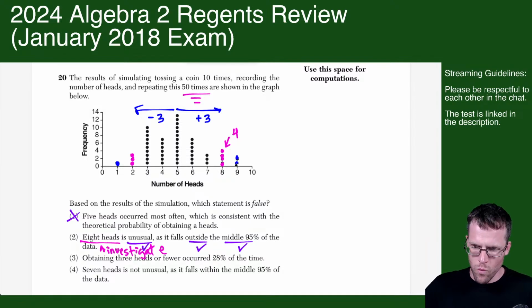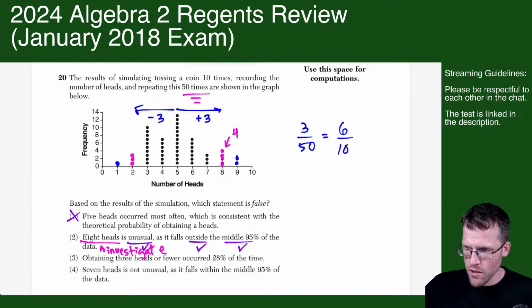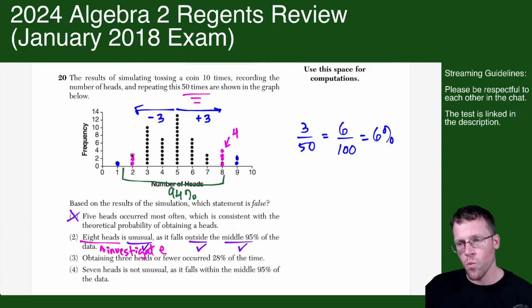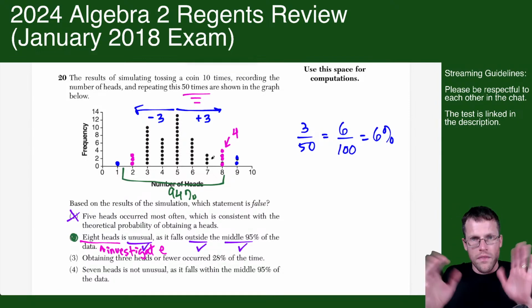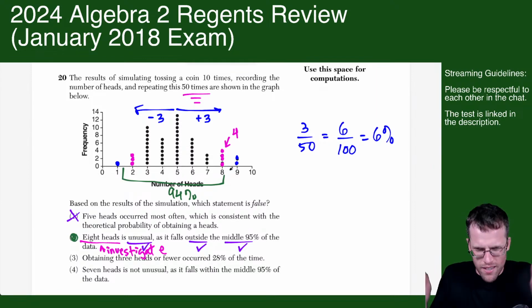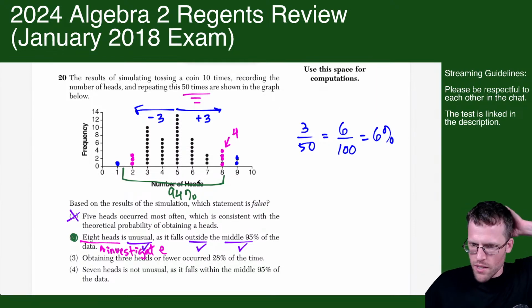So the blue stuff, that's 1, 2, 3. There's 3 out of the 50, which is 6 out of 100. That's 6%. So that means everything here, so far that's like 94-ish%. But you see how this is within 94%. So right away, this one's false. 8 heads is unusual. It is not, because it falls within that interval. It's from 2 to 8, the middle 95%. See how this is even 94%. So that's the one that's not looking good.